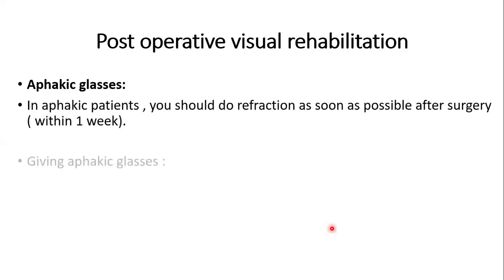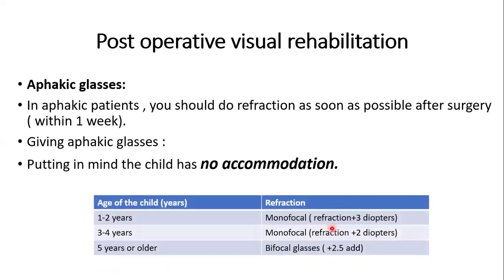So you need to add the near +2 to +3 addition for the near. And in small children less than 2 years, usually we give only monofocal glasses, refraction +3 diopters for 1 to 2 years. 3 to 4 years, monofocal, refraction +2 diopters. Or you can start, if the child is starting preschooling at 4 years, then you can start bifocal earlier. The full refraction for the distance, and +2 addition for the near segment.